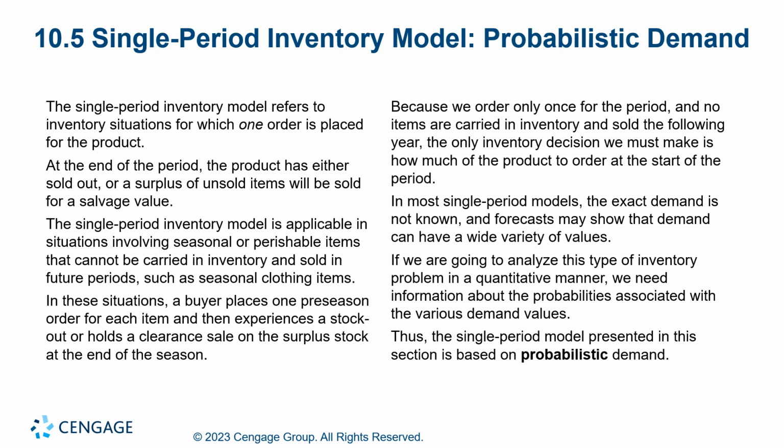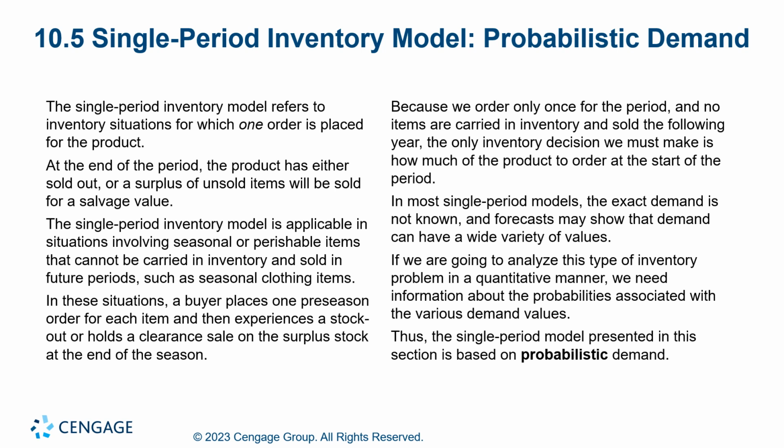However, in situations for which the demand rate is not deterministic, other models treat demand as probabilistic and best described by a probability distribution, which is more practical. In these sections, we consider a single period inventory model with probabilistic demand. The single period inventory model refers to inventory situations for which one order is placed for the product. At the end of the period, the product is either sold out or there is a surplus of unsold items that will be sold for a salvage value.